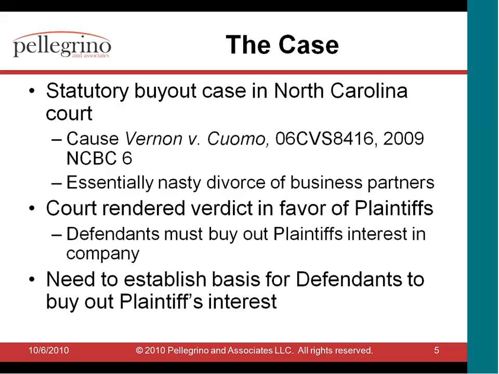And basically what had to happen was the defendants had to buy out the plaintiffs' interests in the company. So plaintiffs had about 40% of the company, so if it was worth $1 million, the defendants would have to write a check for $400,000. If it was worth $10 million, they'd have to write a check for $4 million. So naturally, it's important to establish the basis for the company so that the defendants can buy out that interest.